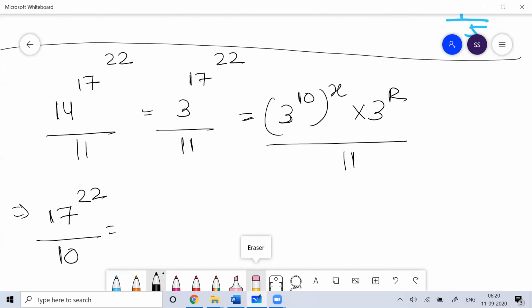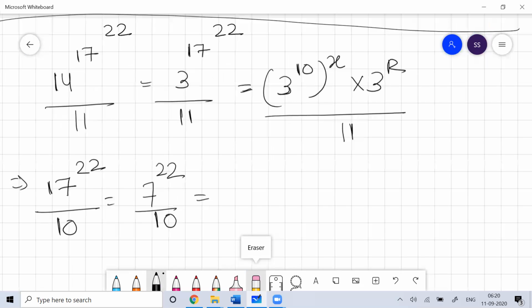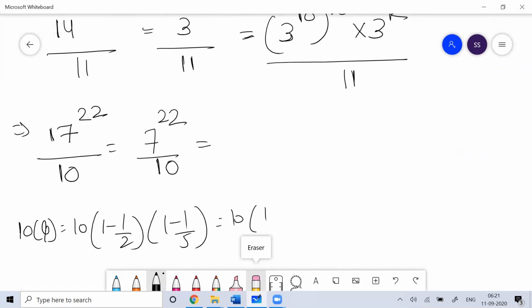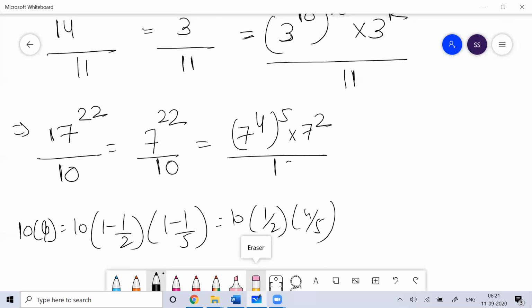So even then I can write this as 7 to the power 22 divided by 10. Okay, what is the totient of 10? That will be 10 into 1 minus 1 by 2 into 1 minus 1 by 5, which is 10 into 1 by 2 into 4 by 5. So the totient of 10 is 4. So I can write 7 to the power 4 to the power 5 into 7 square divided by 10. Okay, so this part will give you 1. This is 49, so 49 divided by 10.